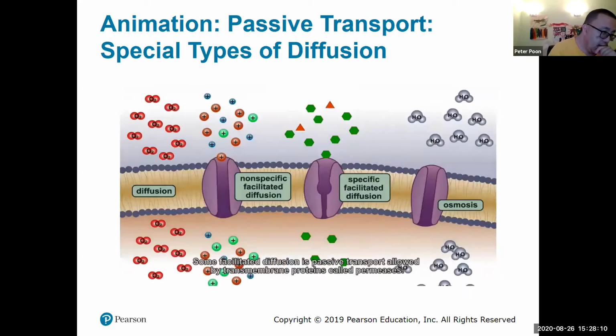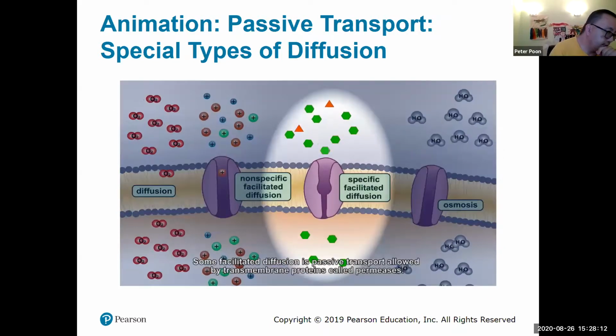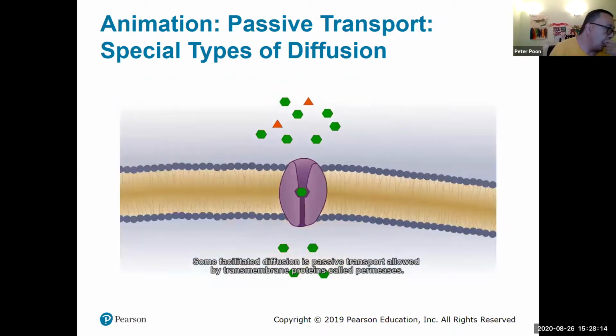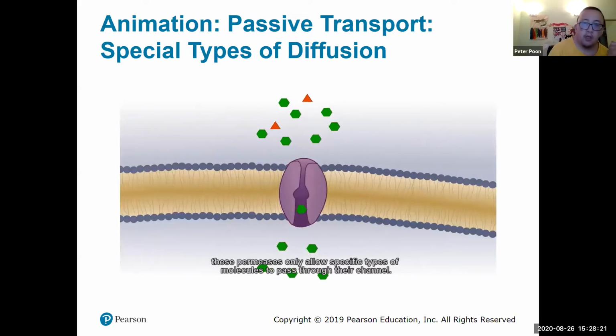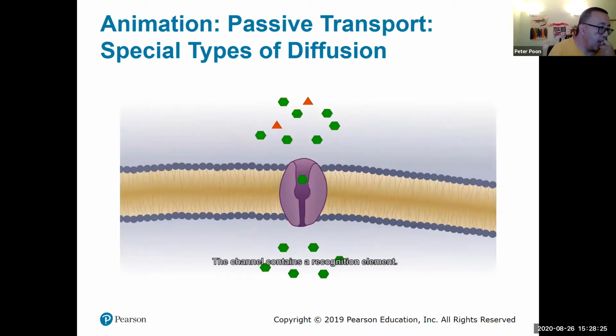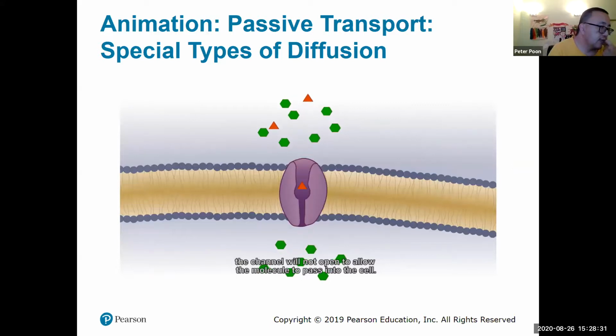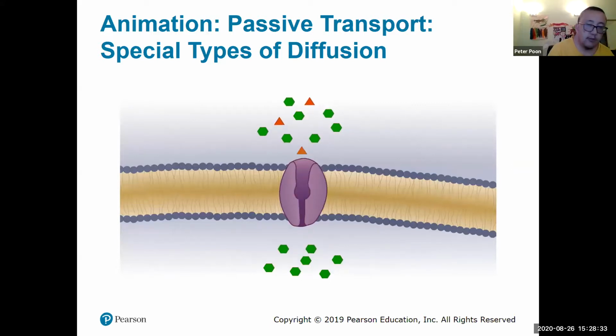Specific facilitated diffusion is passive transport allowed by transmembrane proteins called permeases. In the case of specific facilitated diffusion, these permeases only allow specific types of molecules to pass through their channel. The channel contains a recognition element. If the molecule is not recognized, the channel will not open to allow the molecule to pass into the cell.